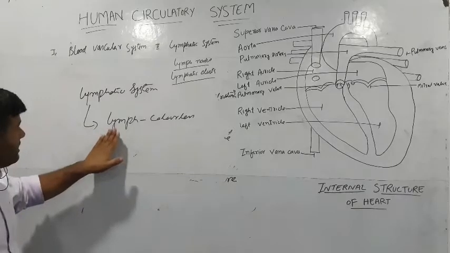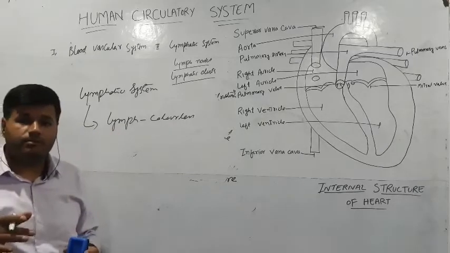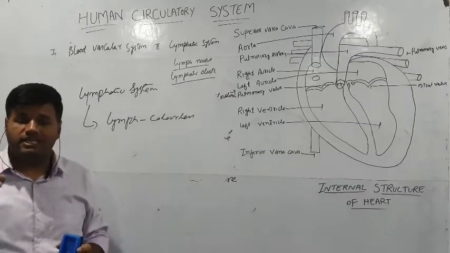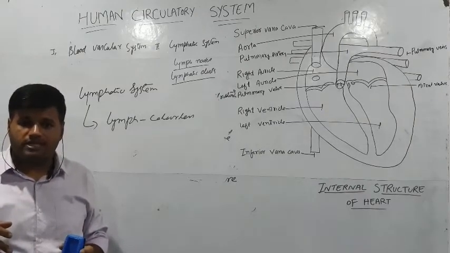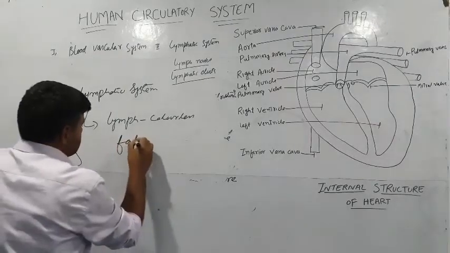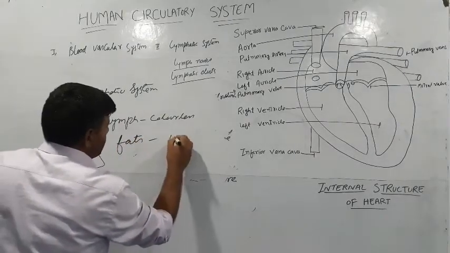This lymph is helpful in the transportation of digested fats and other nutrients from the small intestine to the whole of our body. It carries fats and other nutrients from the small intestine to the whole body.